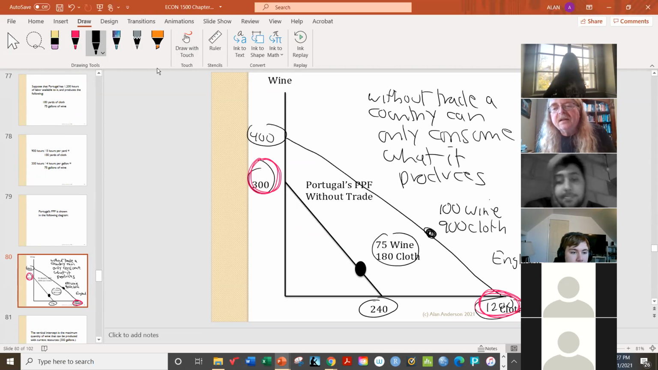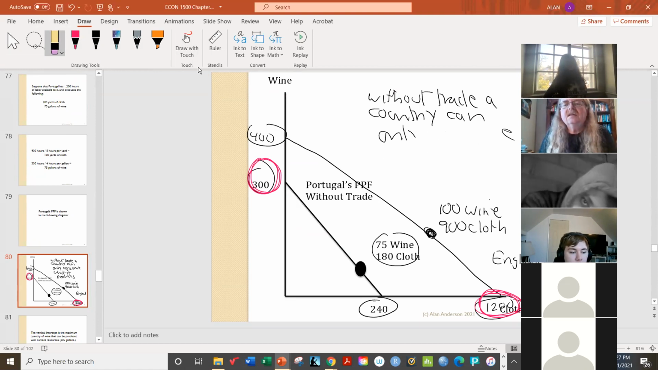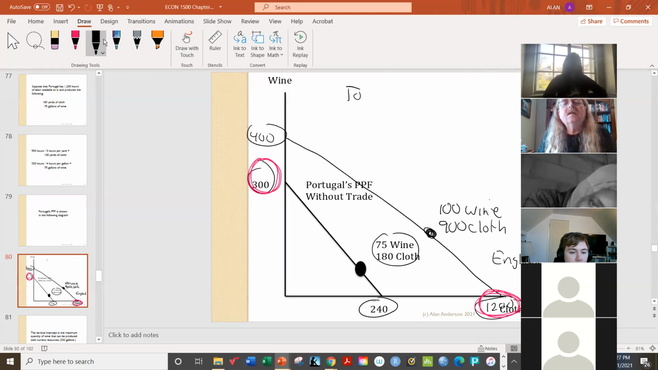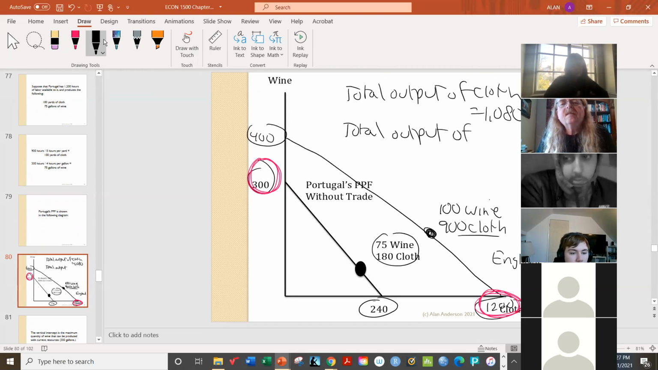And you can tell just by looking at them right now, the total between the two is kind of important. Right now, as things stand, total output between the two countries in cloth is 900 plus 180, 1,080. Total output of wine is therefore 100 plus 75.